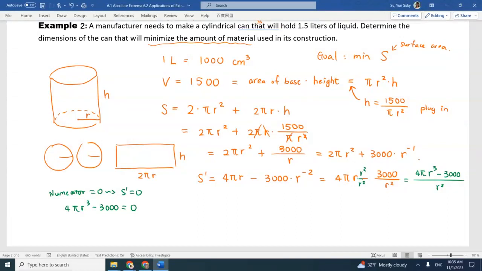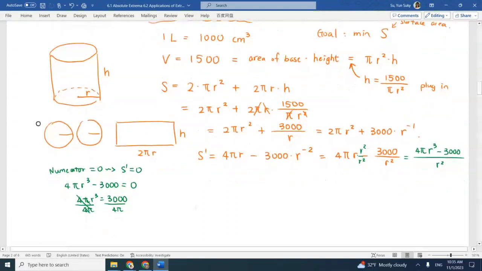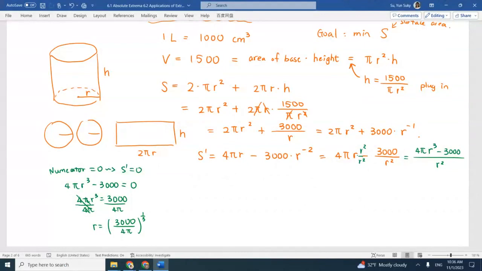What do we do? Paige, how do we solve for r? Yes, add 3000 on both sides. And then? Yeah, divide by 4 pi. Then, what do we do? Cube root it. Yes. Or you can say raise to the 1/3. Same thing, cube roots, and raise to 1/3, same thing.